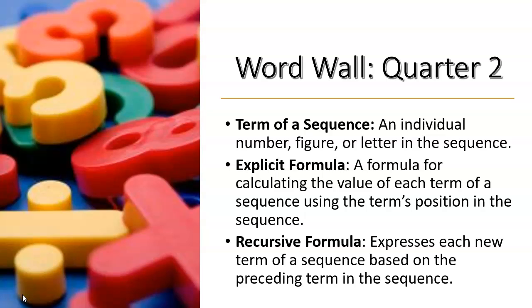Your next one is explicit formula, a formula for calculating the value of each term of a sequence using the term's position in the sequence. We're going to learn about this today. And the recursive formula expresses each new term of a sequence based on the preceding term in the sequence. So again, go ahead and pause your screen now to copy these onto your word wall list.